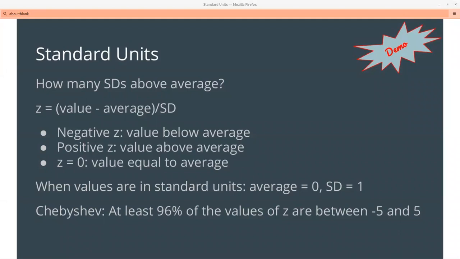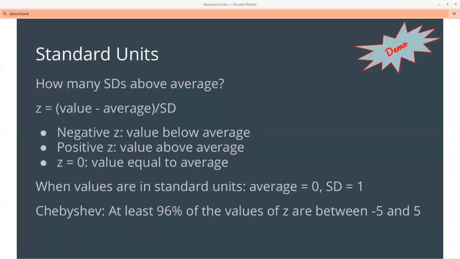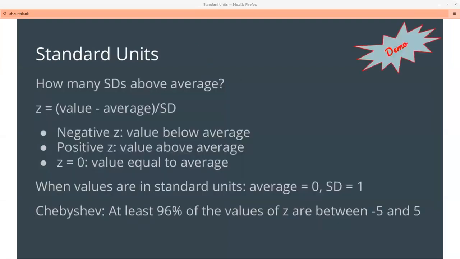And so when the values are in standard units, the average will be zero, right? Because we're shifting them into the same space, and you can see it in this graphic. The average will be zero, and then the rest of it will be appropriately positioned around it. And Chebyshev still works, okay? But it gets somewhat easier in that at least 96% of them will be between minus five and positive five. Okay. That makes sense. All right. So yeah, example.